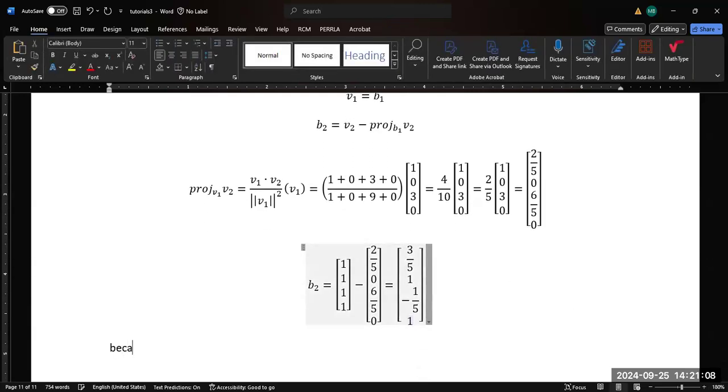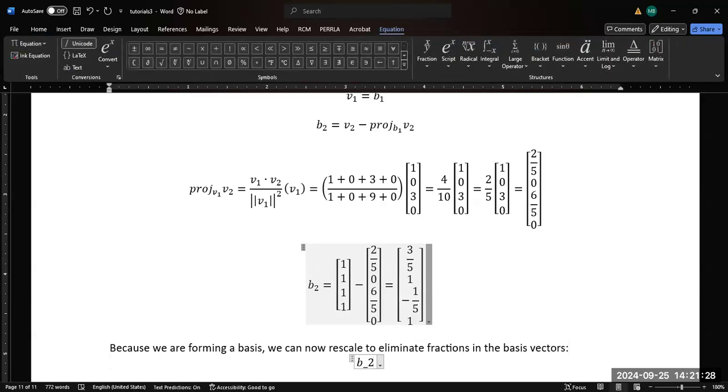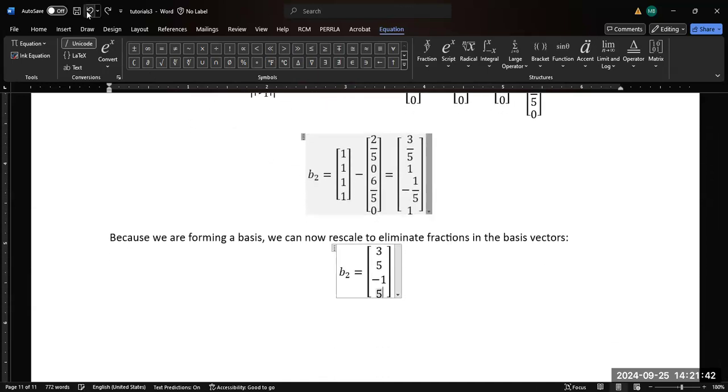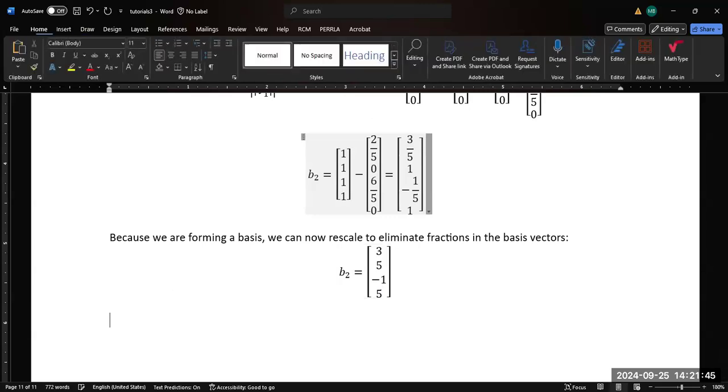Now, because we are forming a basis, we can now rescale to eliminate fractions in the basis. So we're going to actually make B2 equal to 3, 5, negative 1, 5. So now we have two vectors.